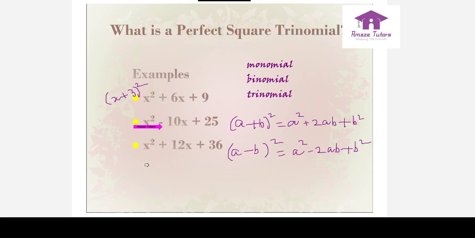The second one is with a minus, that is x minus 5 the whole squared. The formula to be used for this is A squared minus 2AB plus B squared. In the same manner, the third one can be written as x plus 6 the whole squared. So this can be written with 3 squared, this with 5 squared, and this with 6 squared. In place of A I have x, and in place of B I have 3. This is how you will be writing the perfect square trinomials.